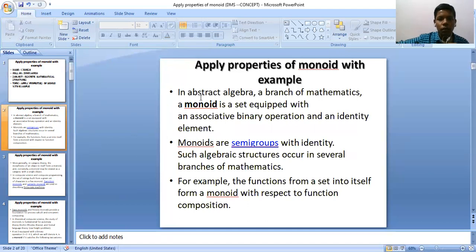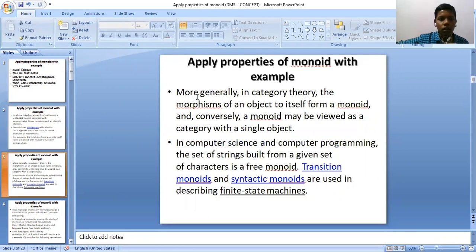In abstract algebra, more generally, in category theory, the morphisms of an object to itself form a monoid, and conversely, a monoid may be viewed as a category with a single object. In computer science and computer programming, the set of strings built from a given set of characters is a free monoid. Transition monoids and syntactic monoids are used in describing finite state machines.